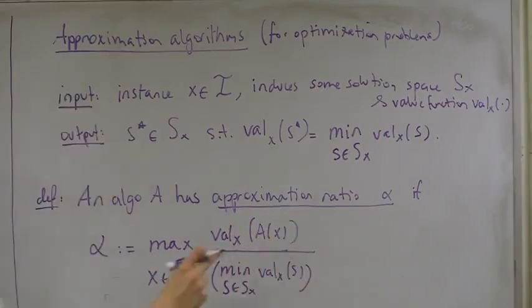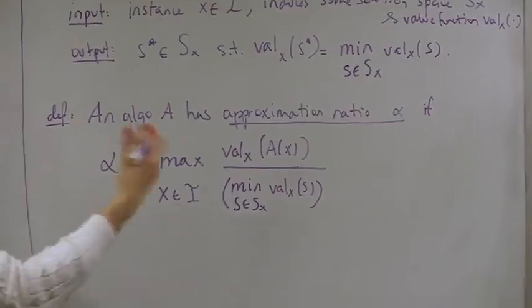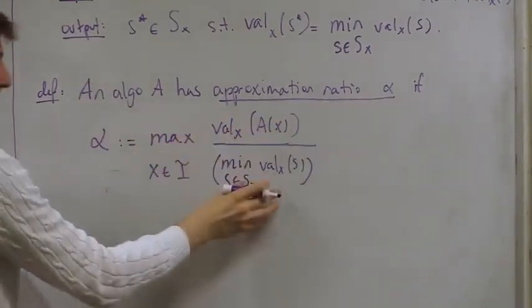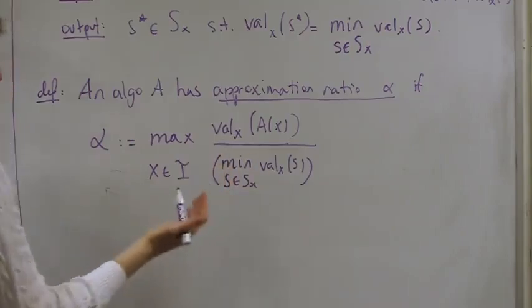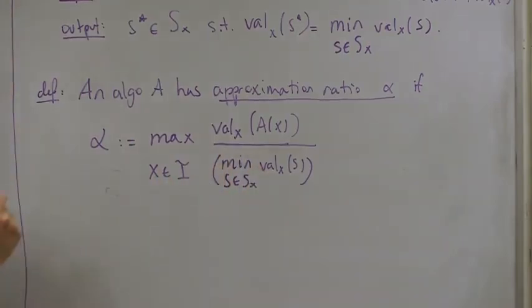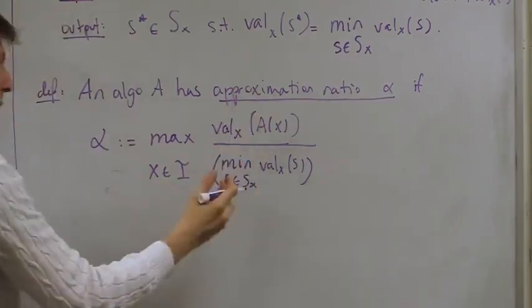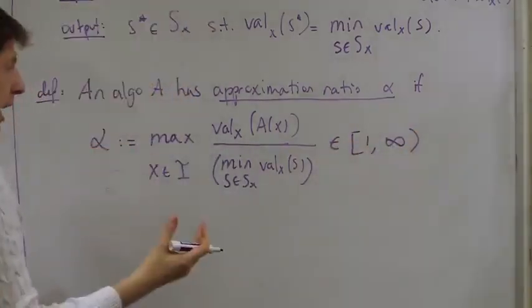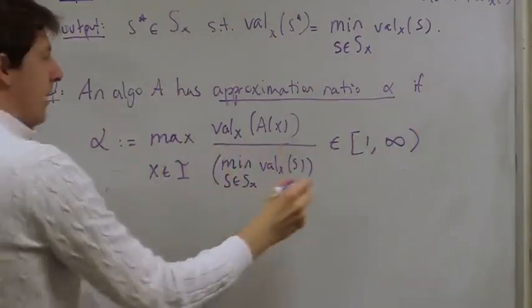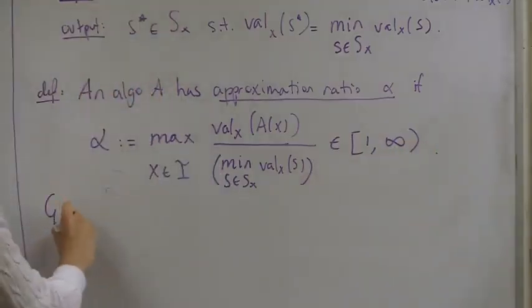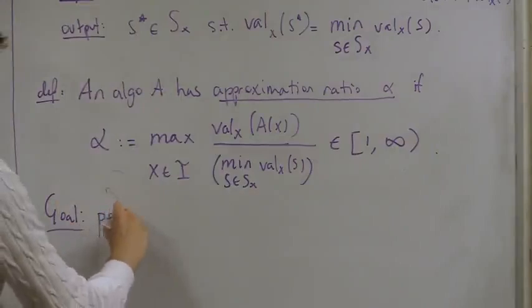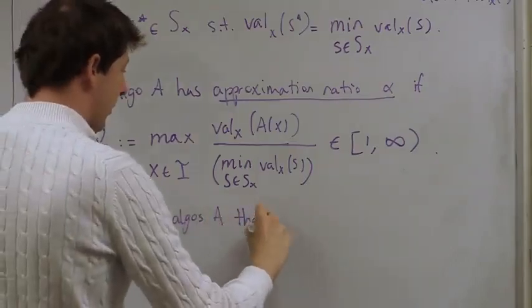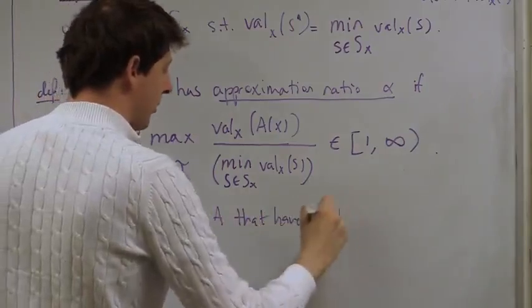So you say, hey, algorithm, please give me a solution for instance x. And it says, here's the solution. Now you look at its value, and you want to compare that against the best solution, the one that an optimal algorithm would have found. You compare the two. This is a quantity that is always between 1 and infinity, because if you have an optimal algorithm, then this approximation ratio is 1. And the goal is you want to find polynomial time algorithms A that have small approximation ratios.